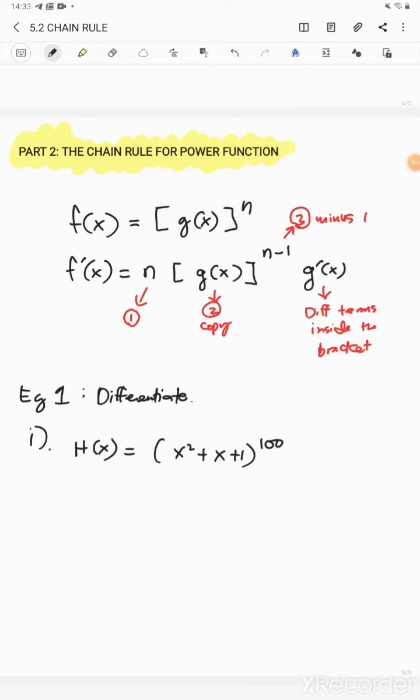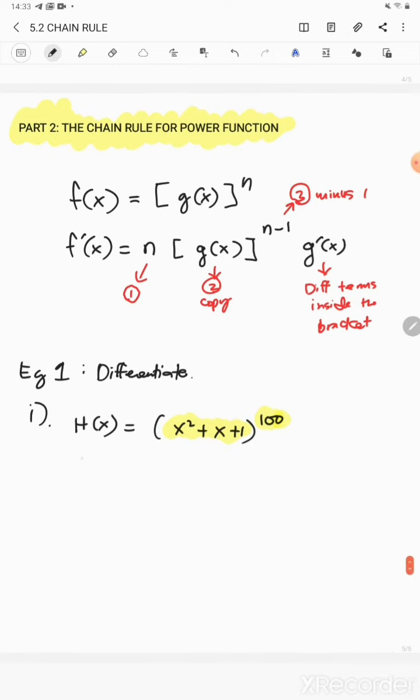Differentiate h(x) equal to (x squared plus x plus 1) power of 100. So we can see that this one you have to apply chain rule where we have a bracket. That bracket consists of many terms. This one is considered as a function, name it as g(x), and then we have a power of 100. So to solve this, you have to remember the 4 steps just now.